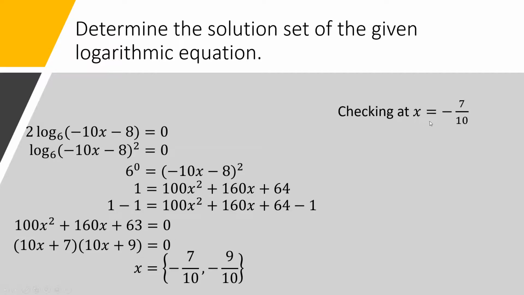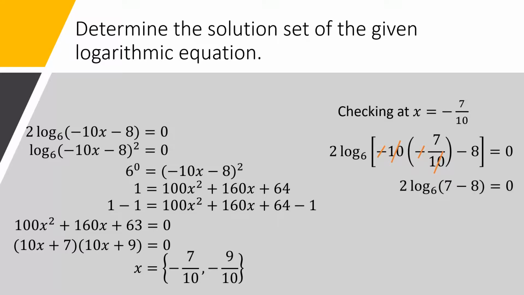Okay, so let's try to check at negative 7 over 10. So substitute the negative 7 over 10 to the x in our original logarithmic equation. Look at it, this is the x. Then we can now simplify. But first, since we have a negative here and a negative there, these can be canceled. This becomes positive. And of course, we have 10 and 10 in the denominator, so we can now divide out. That becomes 7 minus 8.